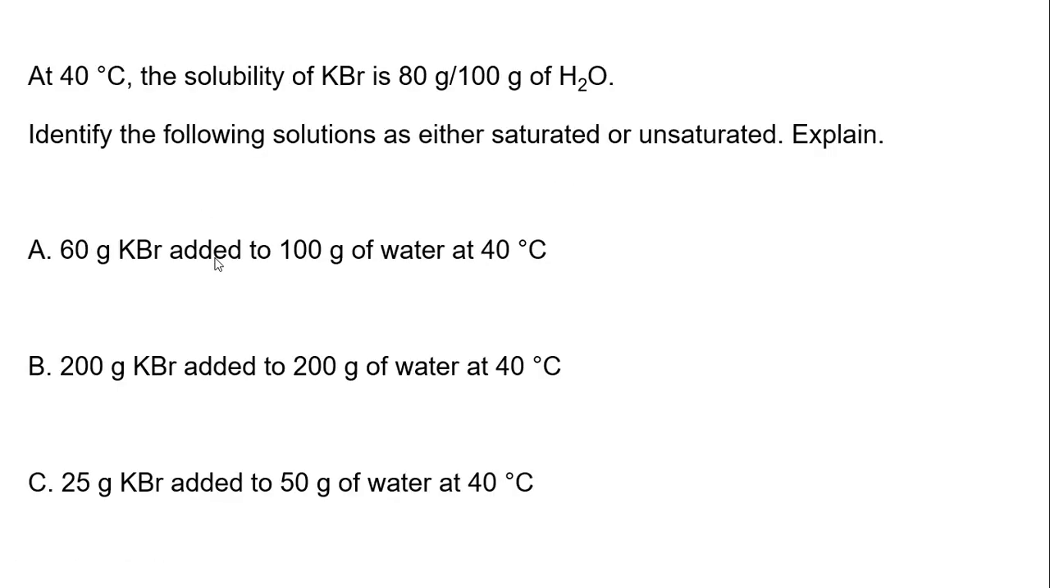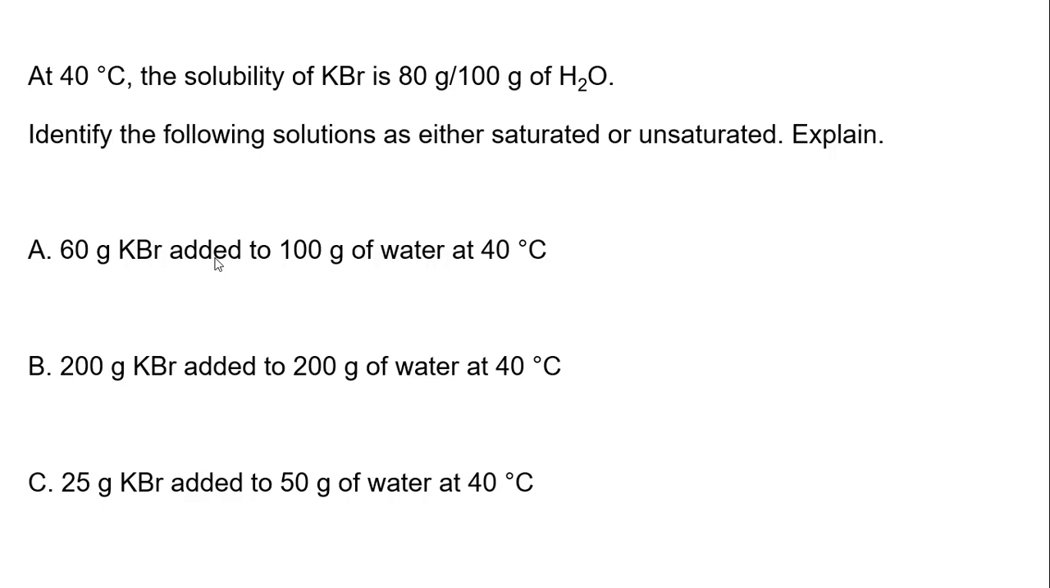Okay, so now we're starting to look at values of solubility. So here at 40 degrees Celsius, the solubility of potassium bromide is 80 grams per 100 grams of water. So that means that 80 grams of potassium bromide will dissolve in 100 grams of water. If you do 80.1, 85, you're going to start seeing those solid crystals sit at the bottom. This is the max that it can be dissolved. Identify the following solutions as either saturated or unsaturated and explain.